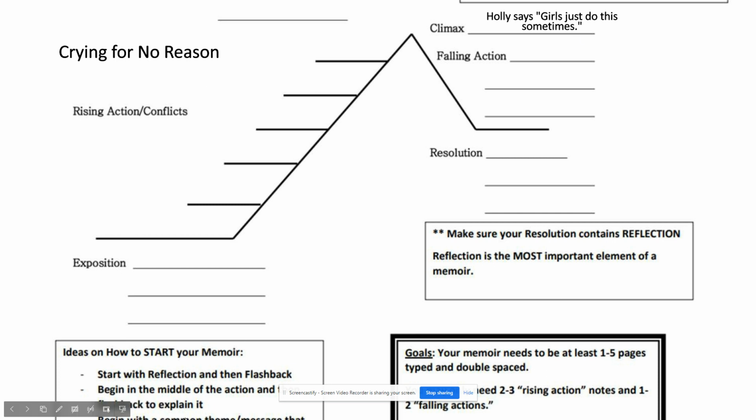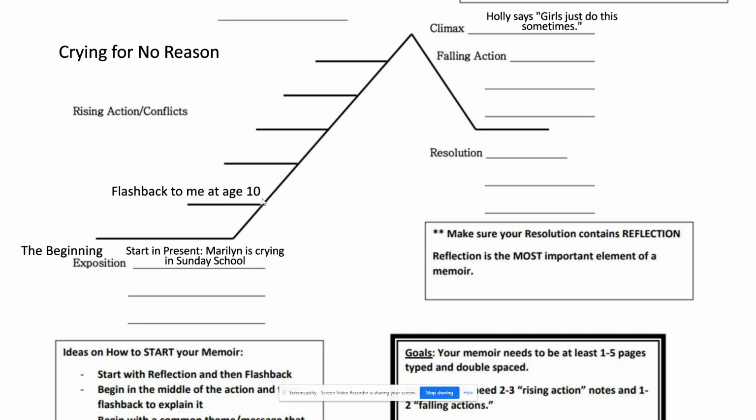And there are a couple of different ways to start your memoir. I decided to start mine, and that's really what this exposition means, that means the beginning, in the present day with an event that I experienced where one of my Sunday schoolers started crying, and it reminded me of something that happened to me when I was her age. So I start with that event in the present, and then I flash back to the event that happened to me when I was 10 years old. This is a pretty short memoir, so it doesn't need to fill in all these spaces. Don't feel like you have to fill in every step.